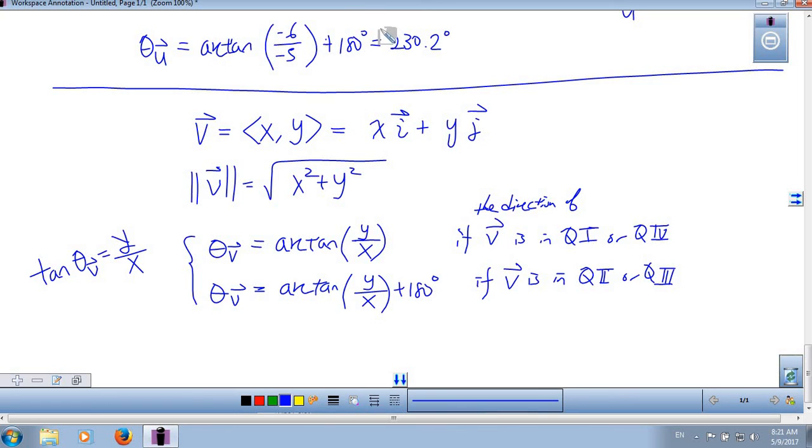I think next video we'll stop right here. In our next lesson, we'll be talking about some application problems that we can do with vectors by finding directional angles and magnitude and things like that.